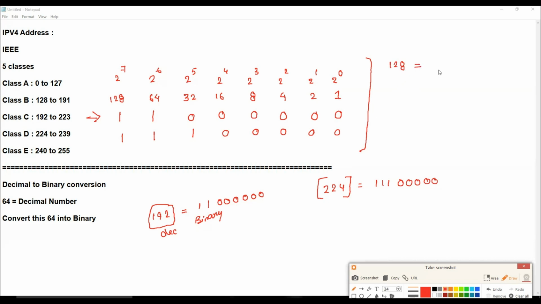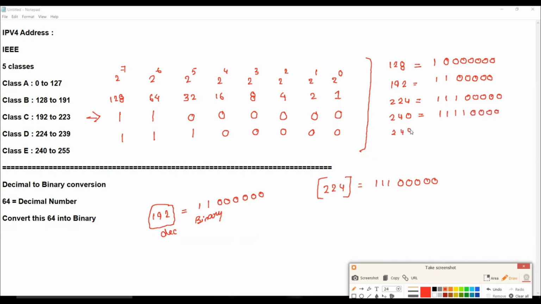The binary of 128 will be 1 followed by 7 zeros. Then we have the value 192, which is 11 followed by 6 zeros. The next value will be 224, which is 111 followed by 5 zeros. Next is 240, which is 4 ones and 4 zeros.